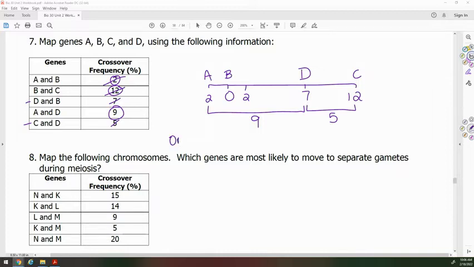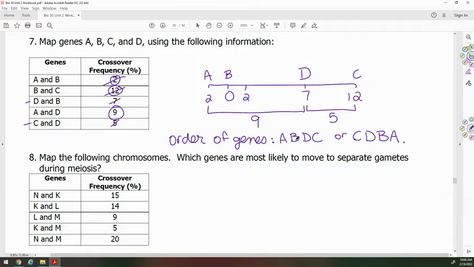So the order of genes on this chromosome can either be written A, B, D, C, so from left to right, or it can be read the other way and it is still correct to write it as C, D, B, A.